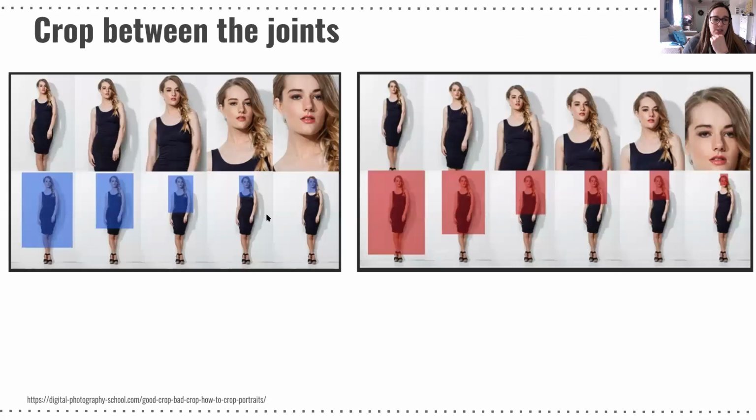So here are some examples of how to crop between the joints. Again, here we can see this is quite a bit above the knee, below the waist, below the shoulders, kind of at the collarbone, below the knee. These are all examples of what they look like and how it's not going to look awkward if you crop between the joints.